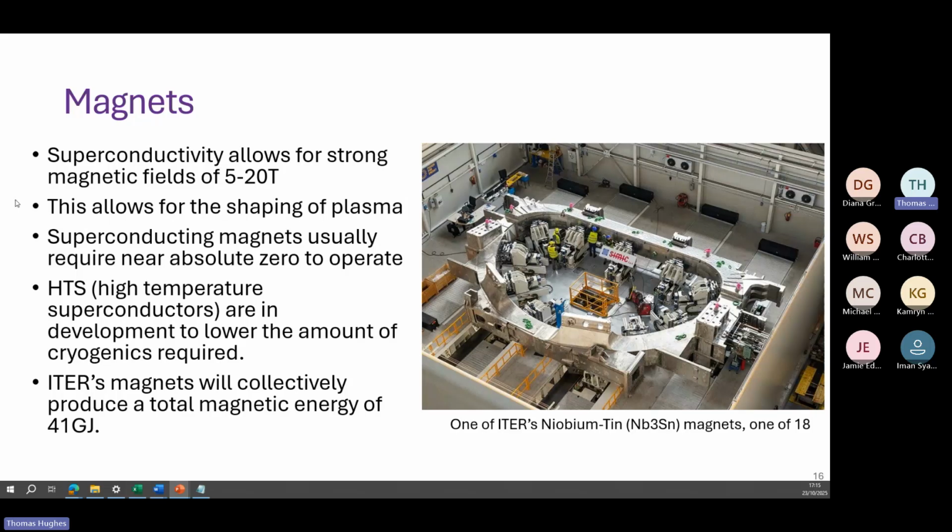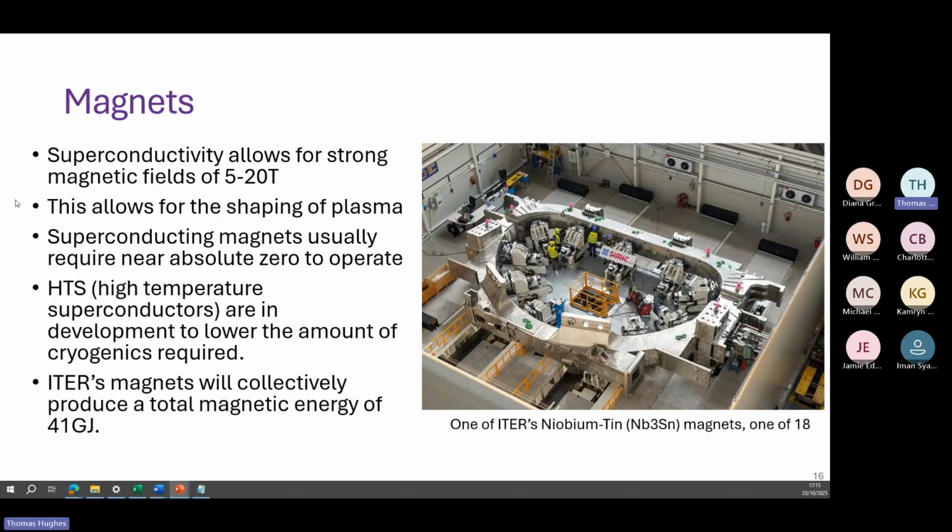Generally, to improve this, high temperature superconductors are being developed. None of them are sufficient yet, but they're doing better, so we can lower that temperature differential. And then ITER's magnets will collectively produce a total magnetic energy of 41 gigajoules.